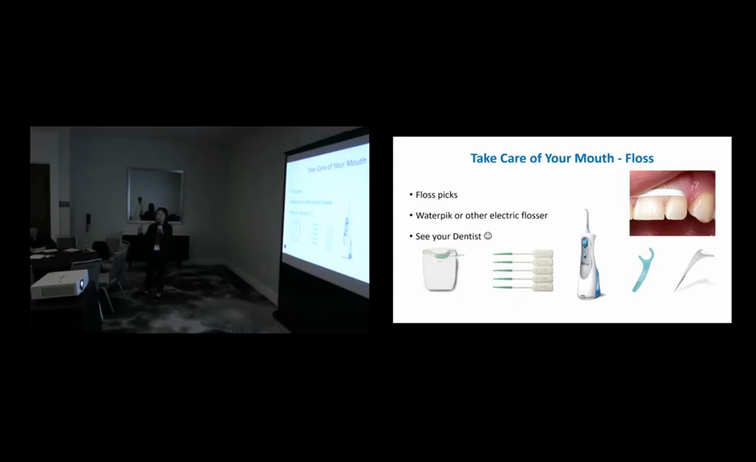These little strips of floss are difficult to use, myself included. So water picks or electric flossers are other tools you could use. And I love these little Christmas tree flossers. If you have more space between your teeth, these are great to reach those areas and get that debris out for your gum health.